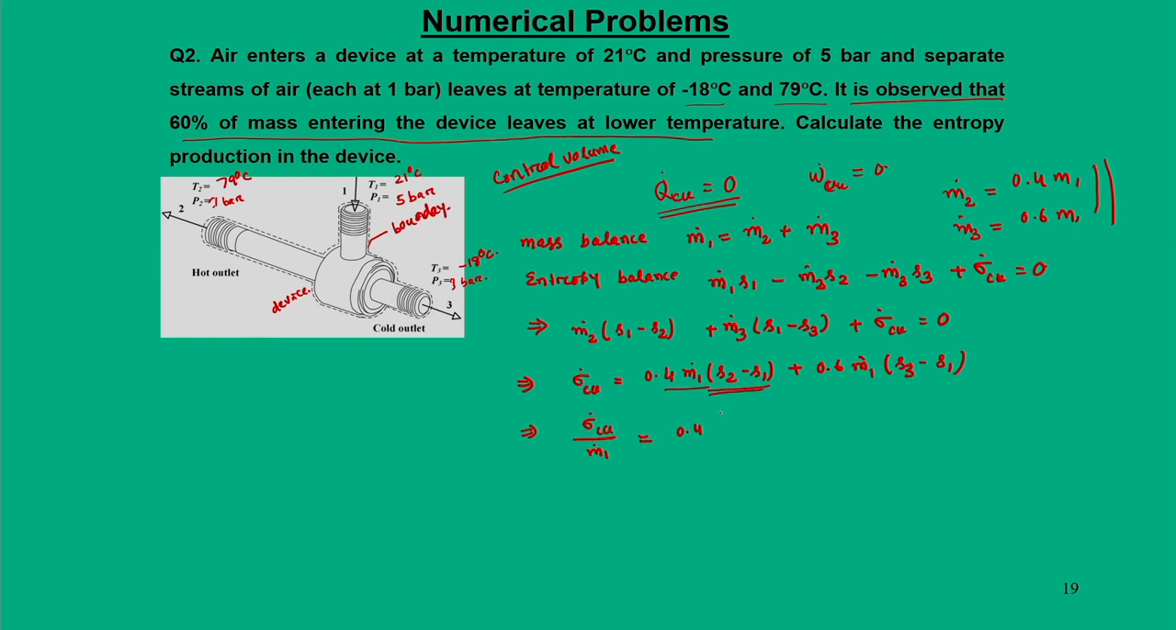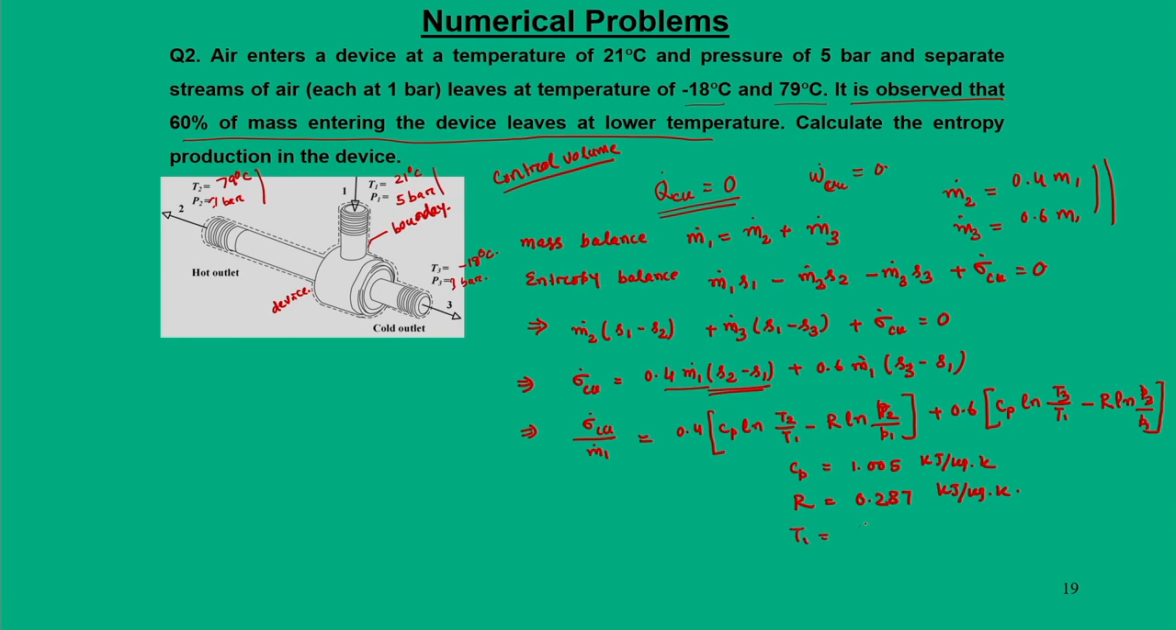So, we say sigma dot CV by m1 dot now becomes 0.4 times this S2 minus S1, which can be written in terms of Cp ln T2 by T1 minus R ln P2 by P1, plus 0.6 times Cp ln T3 by T1 minus R ln P3 by P1. So, all the data is given. We have Cp is equal to 1.005 kilojoule per kg Kelvin, R is 0.287 kilojoule per kg Kelvin.